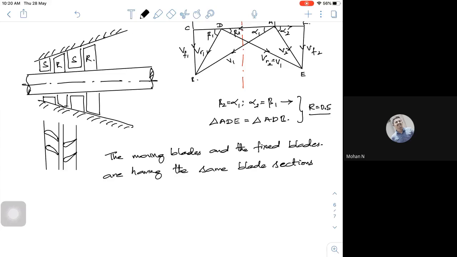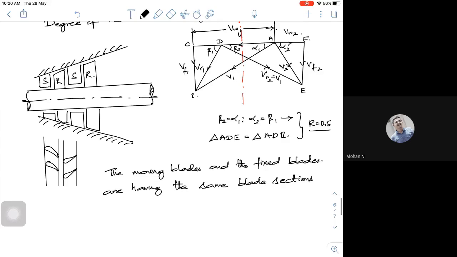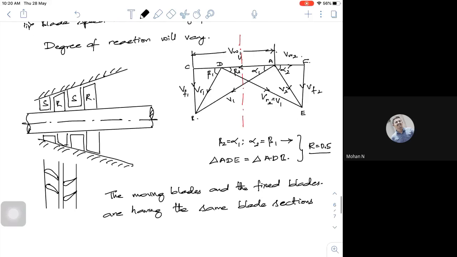So what will happen if my beta 2 is equal to alpha 1, and alpha 2 is equal to beta 1? What I'm going to get here is VR2 equal to V1 and V2 equal to VR1. These two conditions will lead to what we call a simple reaction turbine. That's a Parsons reaction turbine with R equal to 0.5 with equal velocity triangles on either side. Okay.